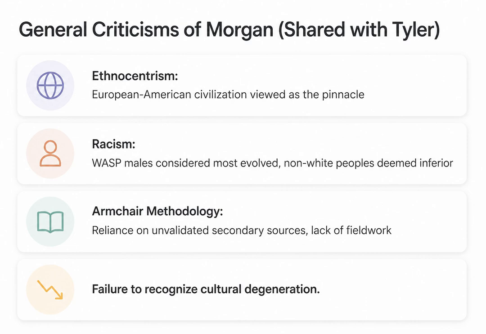Third is his armchair methodology. Aside from brief work with the Iroquois, Morgan relied entirely on unvalidated secondary sources like missionary accounts, never traveling to the regions he classified. Finally, like Tylor, Morgan believed in unilinear, progressive evolution, failing to recognize that cultures can regress or degenerate, as seen in the decline of the Roman or Mayan empires.